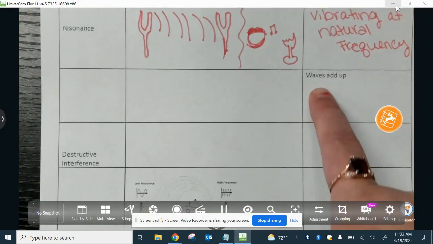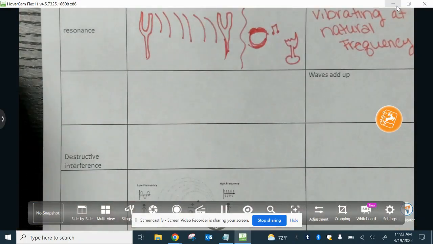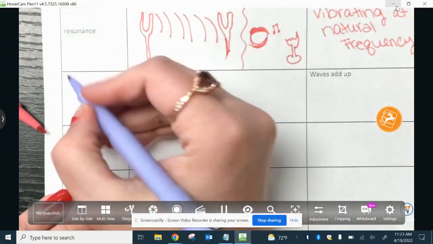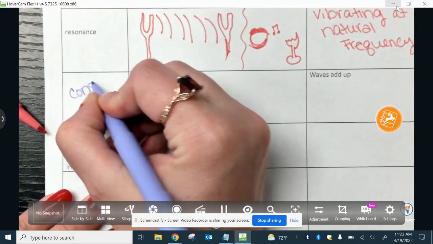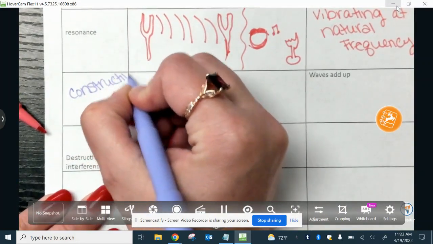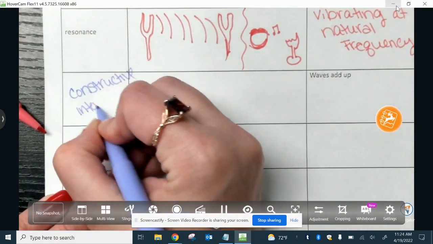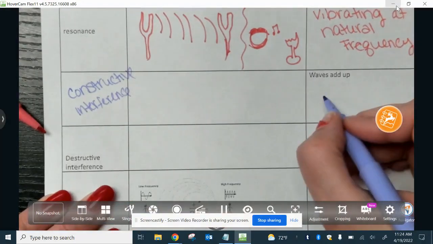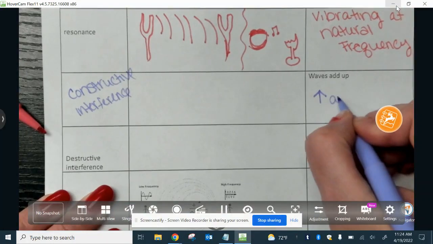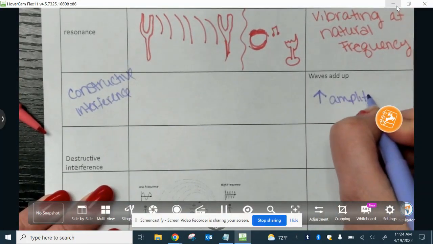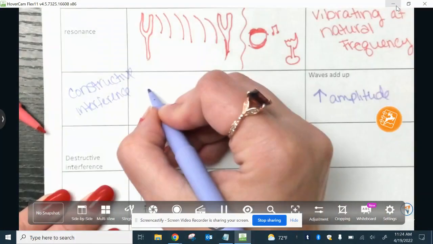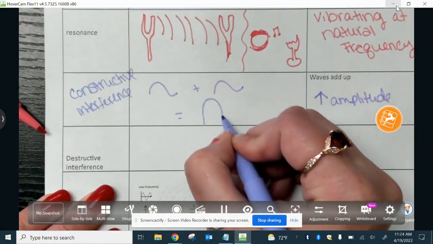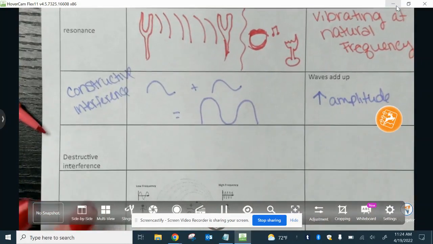All right, waves add up. What type of interference is that? Constructive or destructive? Constructive. It's going to increase that amplitude. So you'd have one wave plus another wave equals a wave of a larger amplitude.